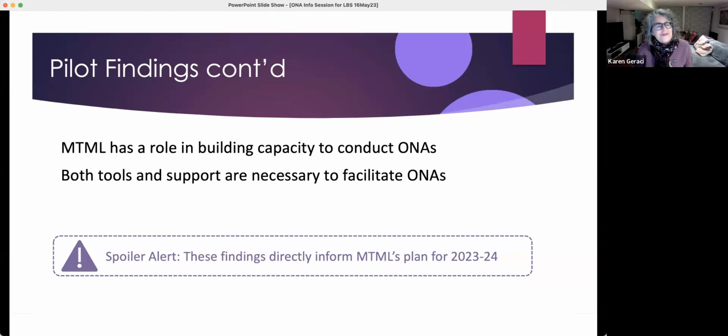And lastly, we found that MTML does in fact have a role in helping to build capacity to conduct ONAs in some of the same ways that we tried during the pilot, and some additional ways that we were able to identify through the experience in the pilot. And we could see that both tools like the ONA toolkit and some other tools, and ongoing support, are necessary to ensure that the ONAs go as smoothly as they can. And of course, these findings directly informed MTML's plans for the current fiscal year's activities.